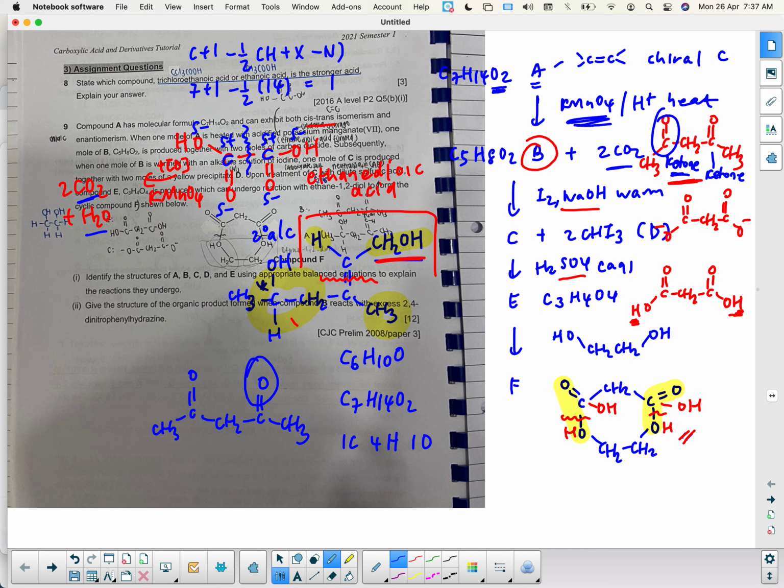So this is actually how I would have done the question. It's just that this part I feel is a bit more tricky, because you must be able to see that you get ethanedioic acid, which will be further oxidized to CO2.